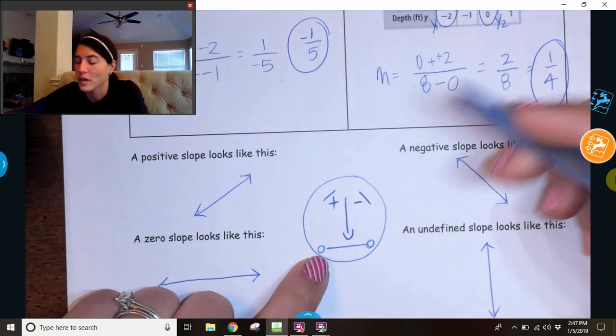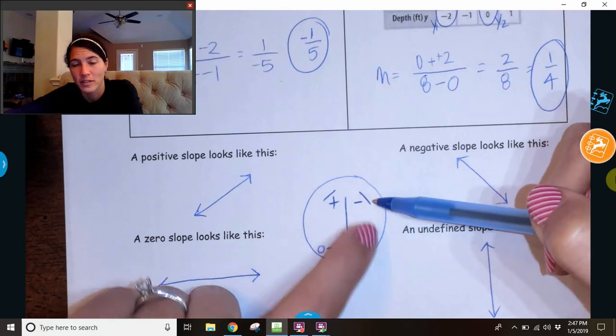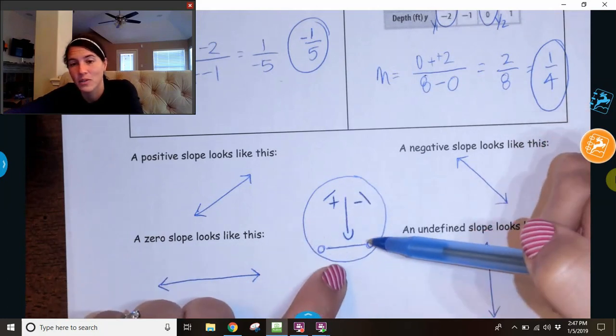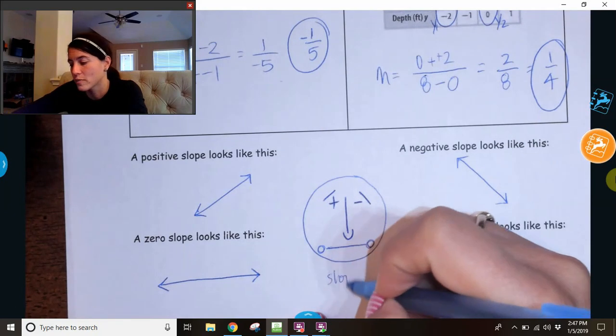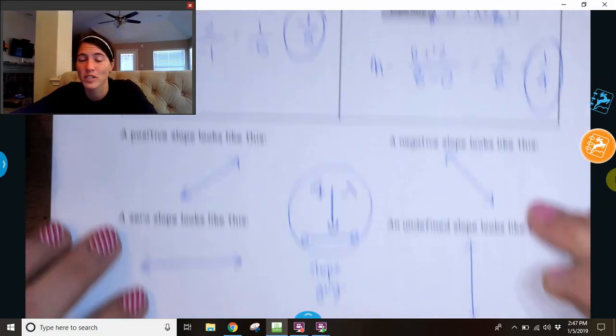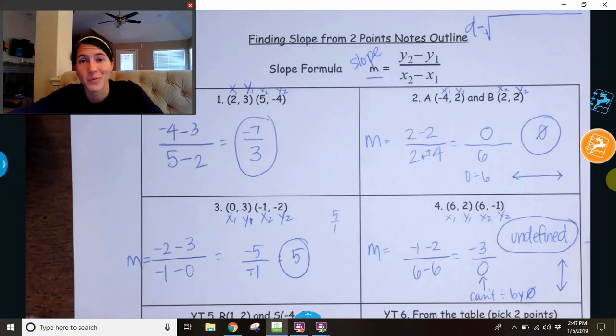So this is what I call slope guy. A positive slope, a negative slope, an undefined slope, and then a zero slope. But anyway, that's a little summary of the 4 types of slopes. Now you know how to find the slope using the slope formula, and we will practice more in class.